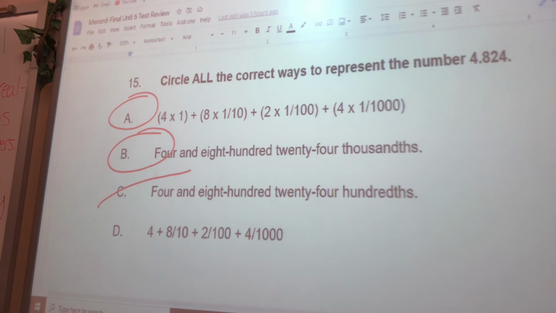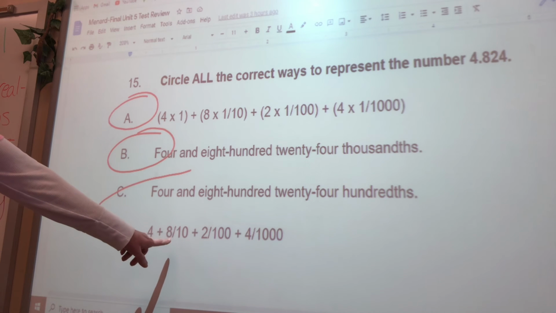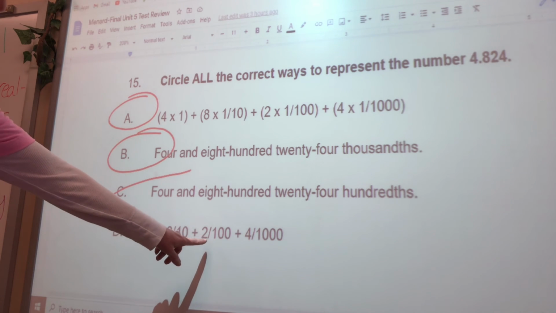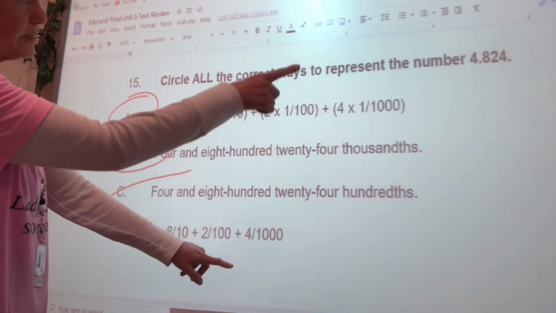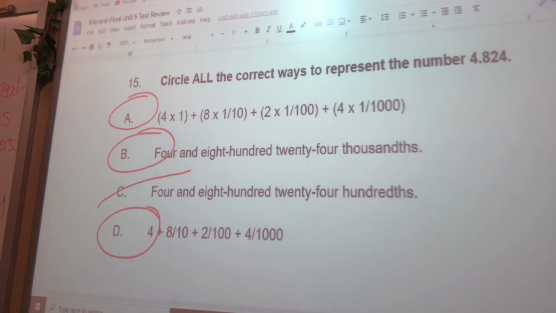And then the last one, I have 4 whole ones. Yeah, I do. And I have 8 tenths. Yes, 8 is in the tenths place. And I have 2 hundredths. And yes, 2 is in the hundredths place. And 4 thousandths. And yes, 4 is in the thousandths place. So this one is also correct.